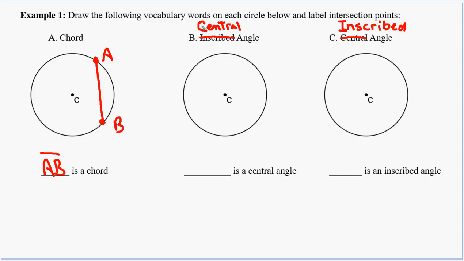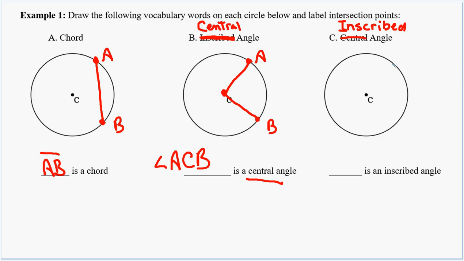Now for the central, notice down here it says central, and up here it had inscribed, so I changed that to central. I'm going to put point A and B roughly in the same spots. And if I connect C to A and C to B, I could write angle ACB. Angle ACB is a central angle. Its vertex is at the center of the circle.